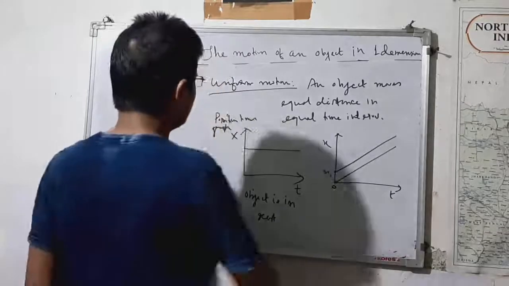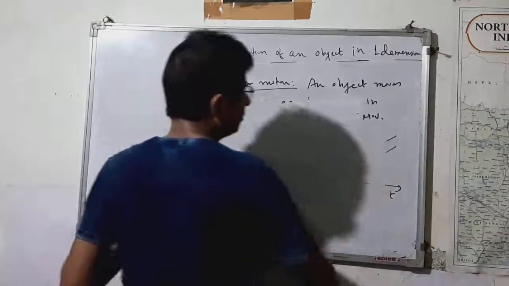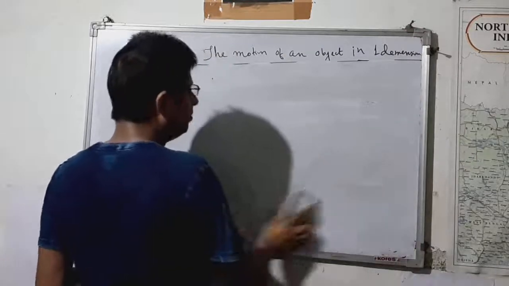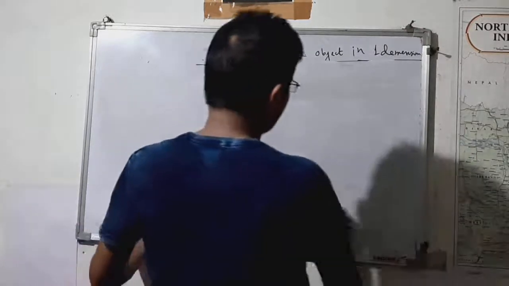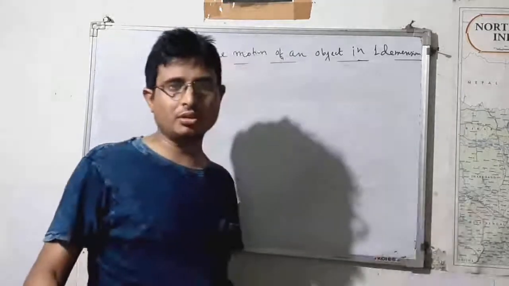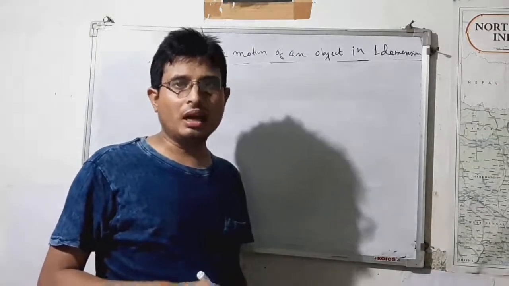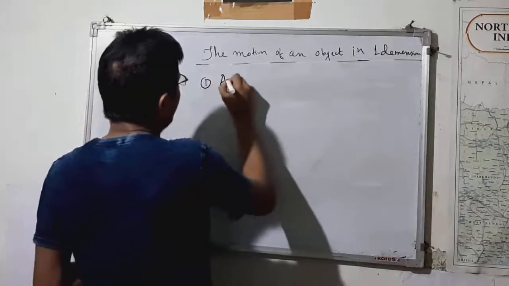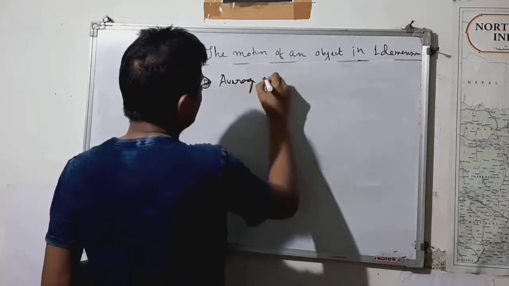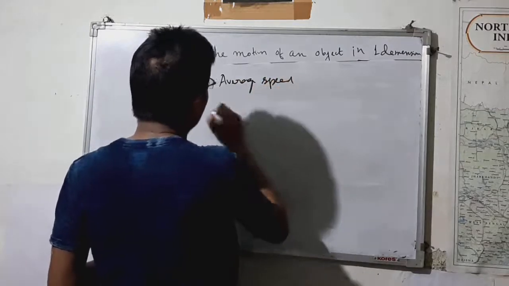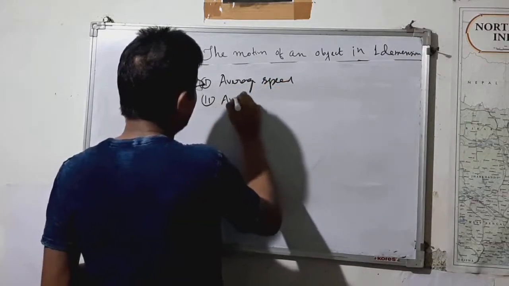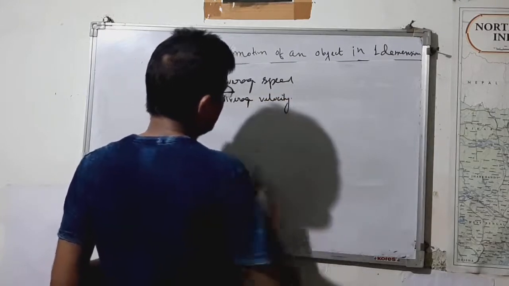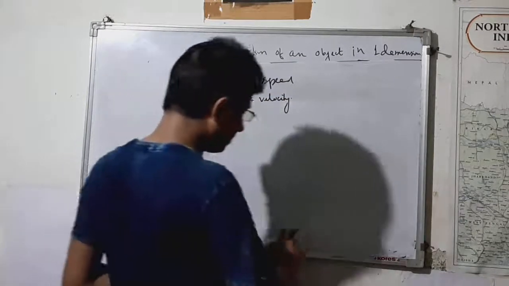Now the next question is how we can measure the motion. For measuring the motion, we need to learn another two concepts. One is average speed, another is average velocity. So what is average speed?